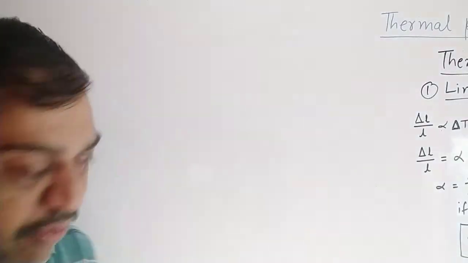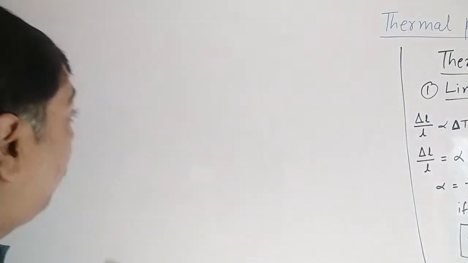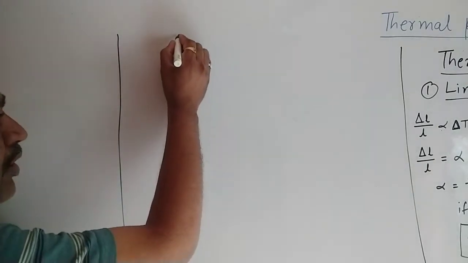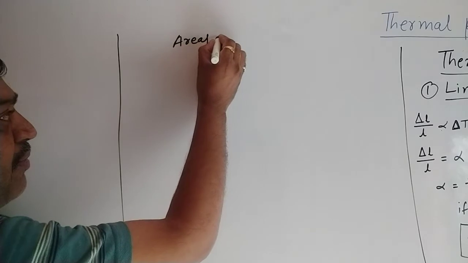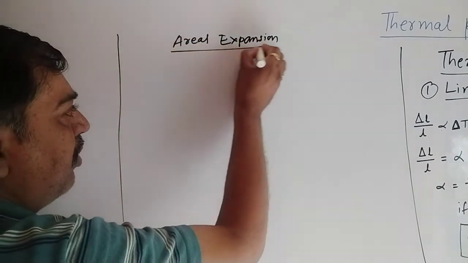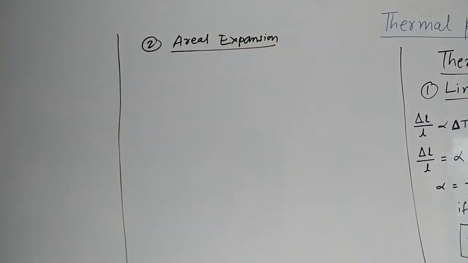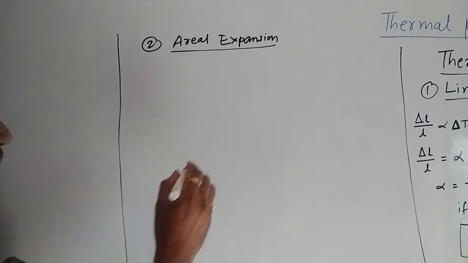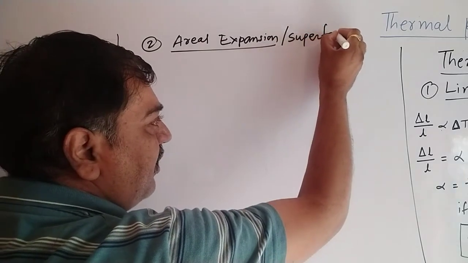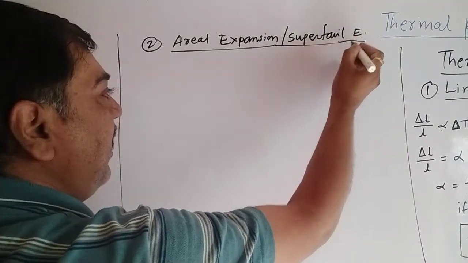Now the second part we have to see is areal expansion. So let's start with areal expansion. As its name suggests, areal expansion means there must be a change in the area of the material, and that can occur due to change in temperature. Sometimes it is said to be superficial expansion. Superficial expansion is also said to be areal expansion.